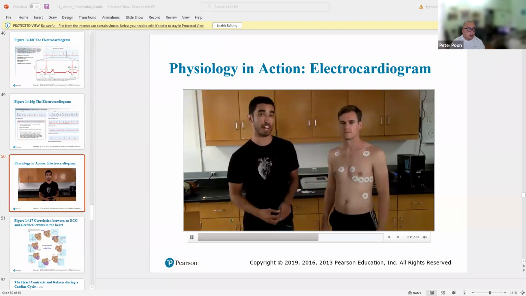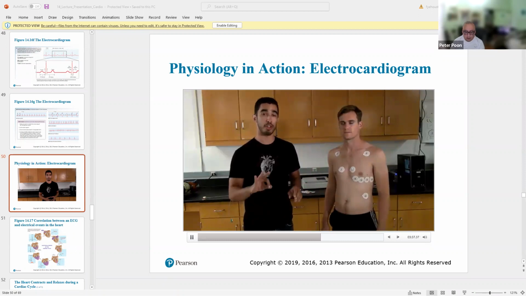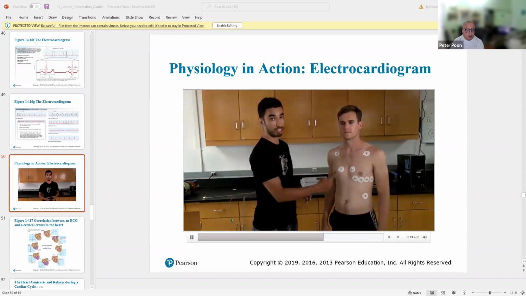The 3 augmented limb leads use the same electrodes that we use for Einthoven's triangle. The difference being that they measure the electrical activity of the heart with all 3 electrodes simultaneously rather than just 2.